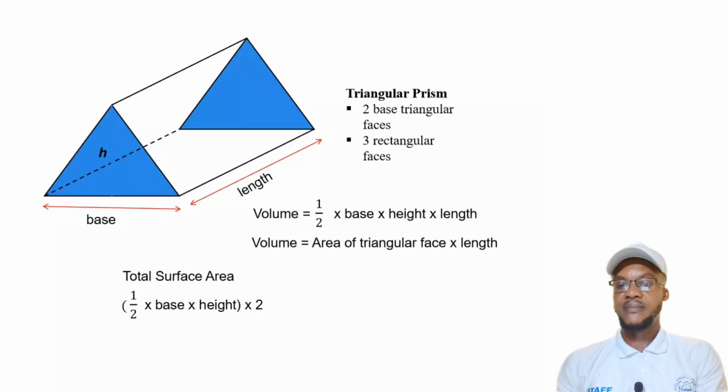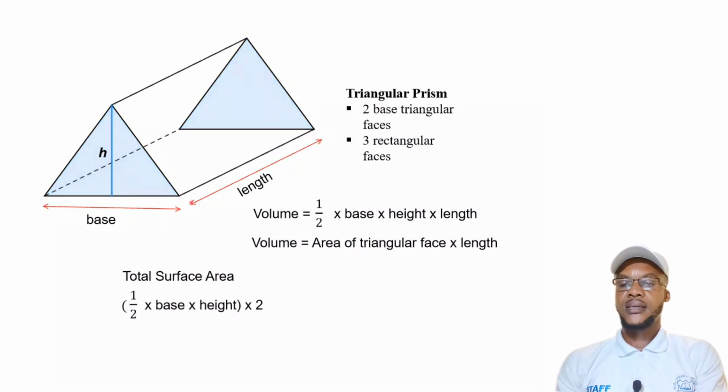Half times base times height. But because they are two, that's why we are multiplying by what? Two. Then we can also talk about the other lateral faces, because we said that we have three of them, and those lateral faces are what?